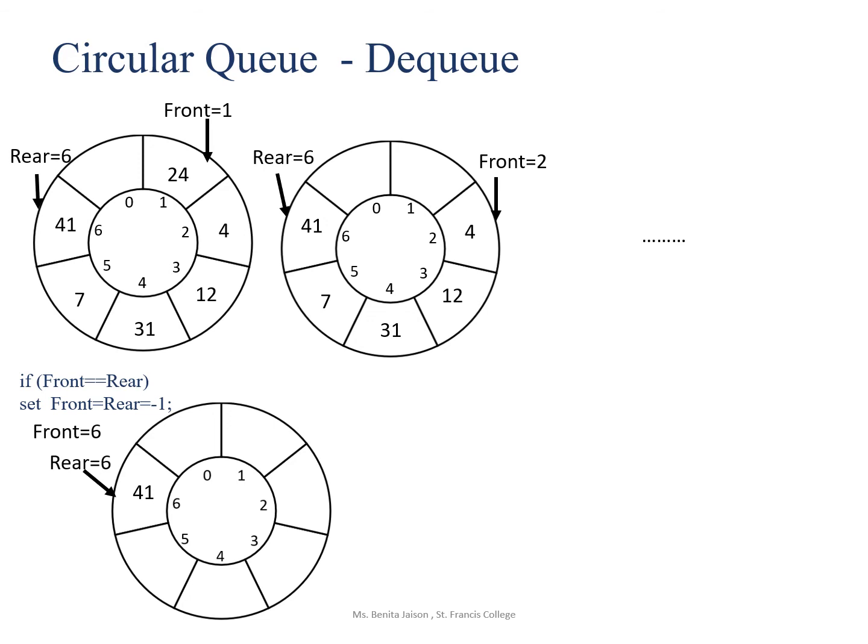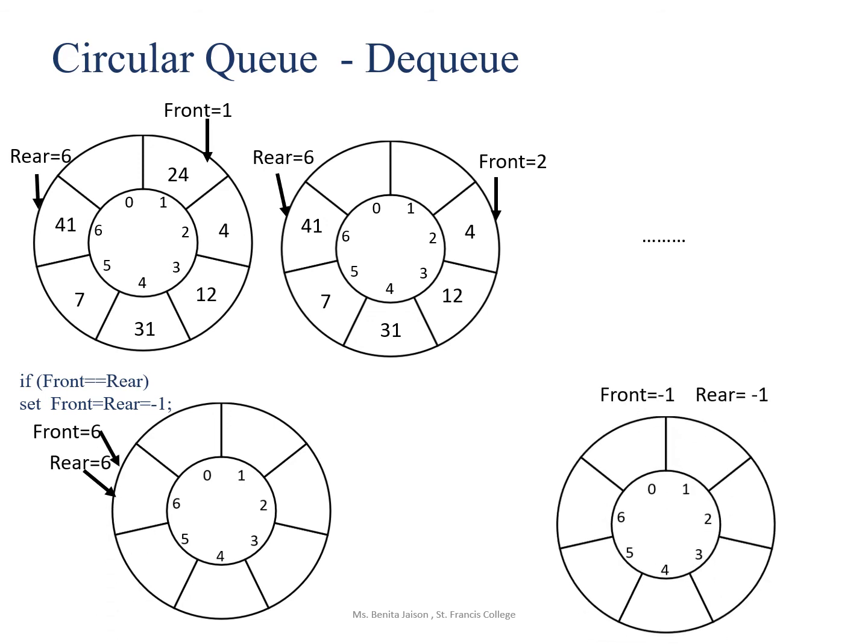On deleting that single element left in the circular queue, set both the front and the rear pointer to -1 so that the circular array is reinitialized.